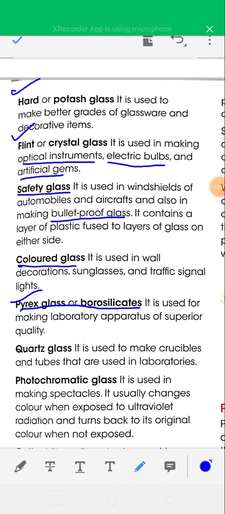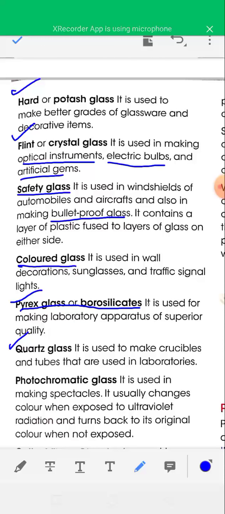Laboratory apparatus are made up of pyrex glass or borosilicates. Next, quartz glass. It is used to make crucibles and tubes that are used in laboratories.